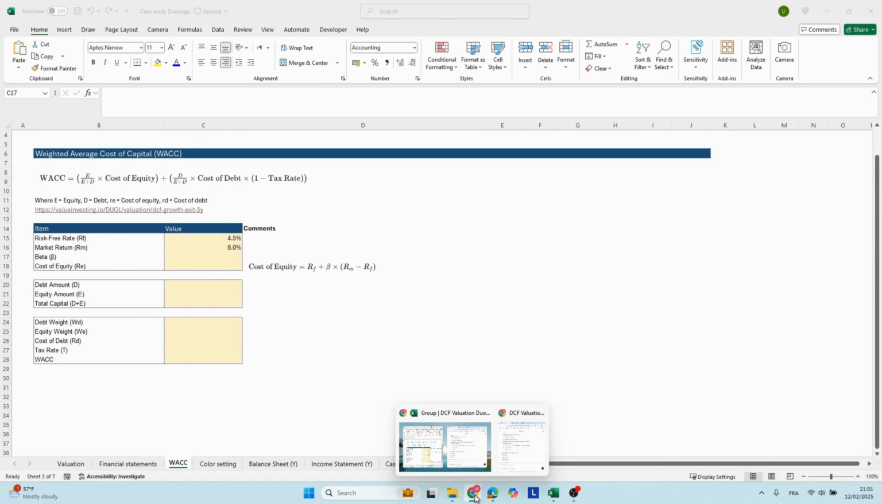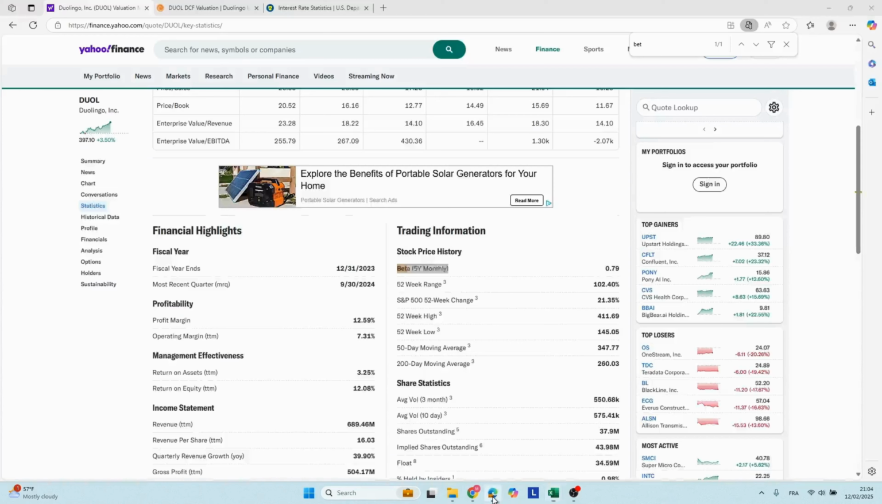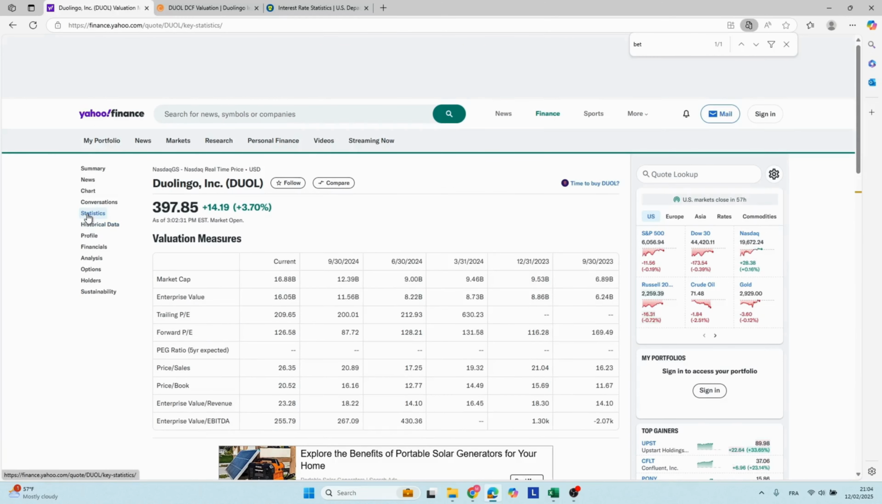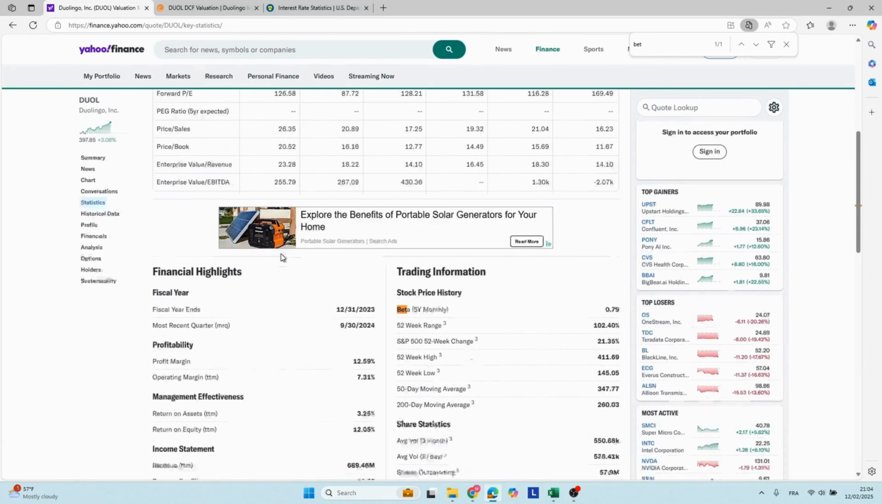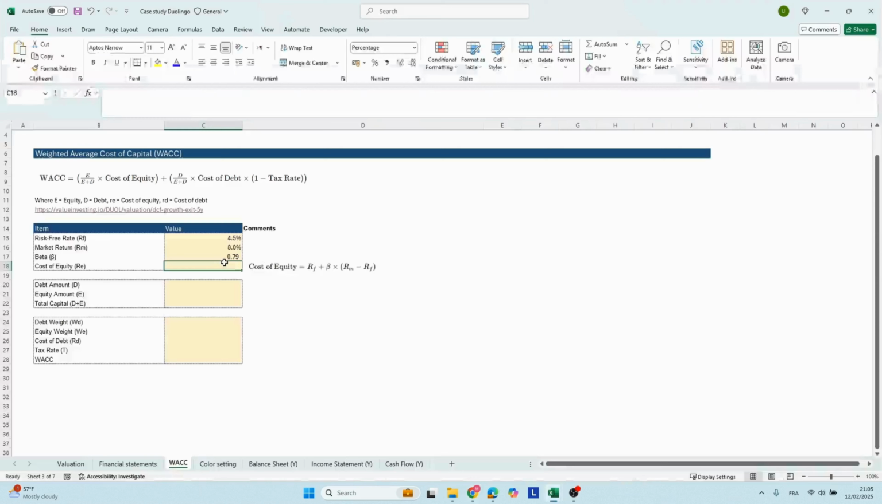For beta, we get the information from Yahoo Finance. We go to Yahoo and the statistics, and you see that beta for 5 years is 0.79. This number means that the stock is 20% less volatile than the market, since it's less than 1. This means Duolingo is less risky than the overall market, but investors may accept a lower return.